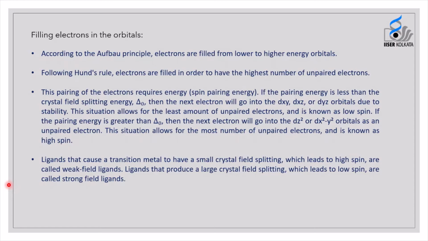The ligands that produce a large crystal field splitting, which leads to low spin, are called strong field ligands. Now, when a strong field ligand comes, it increases this gap delta O between these orbitals. So the electrons are not going to go into the upper orbitals. They are forced to pair with the electrons. So in this case, we have low spin complexes, because the electrons are going to pair and their spins are going to be cancelled. So they will result in low spin complexes.